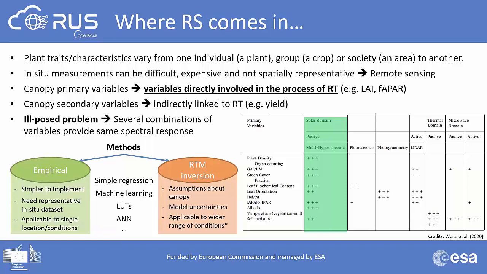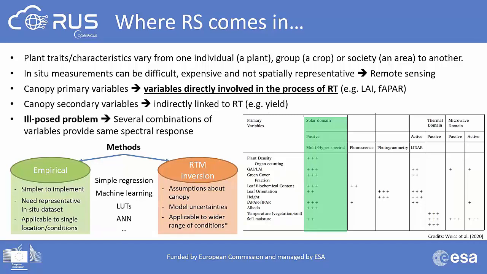For example, yield estimation requires primary canopy variables, such as leaf area index, but also information about the crop growth cycle, crop management, and climate and weather conditions. In this session, we will further talk only about the primary variables that can be derived from the reflectance directly.